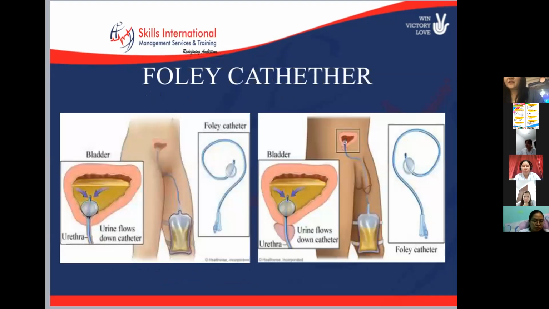Now, the Foley catheter is like this. For a woman, we have to put it in the urethra, and this is how it looks. The urine flows down the catheter. This is the bladder, and this is the Foley catheter. For men, it's also the same, but they have different parts, because for us we have many openings. For men, there is only one opening. So this is the one.